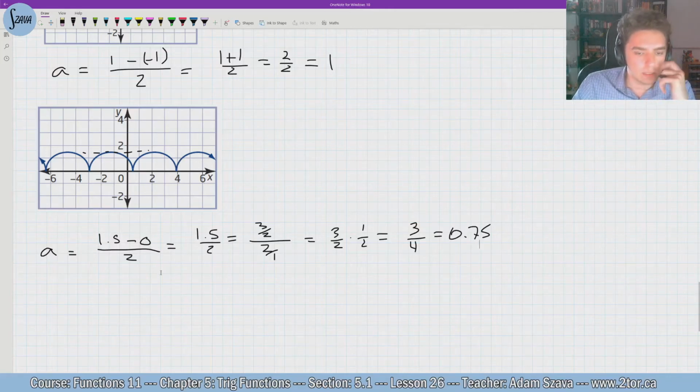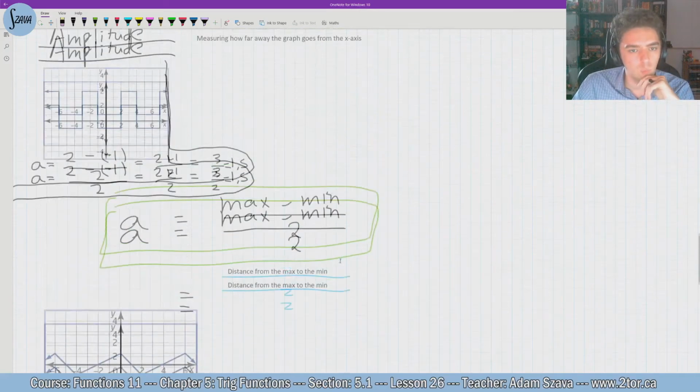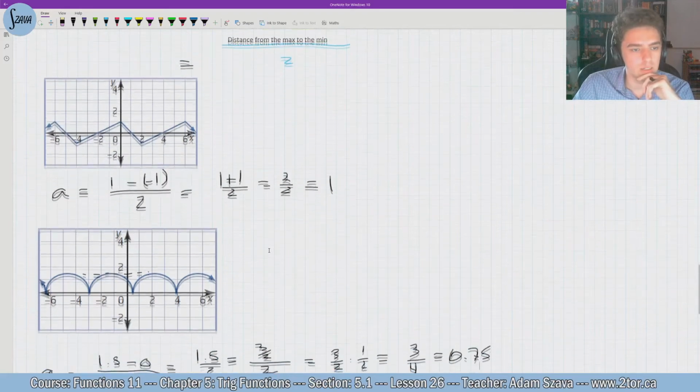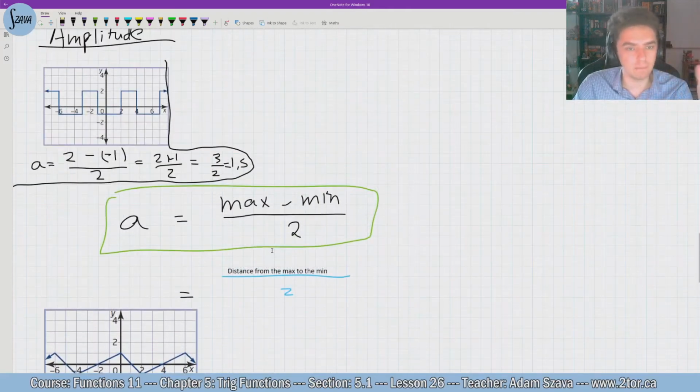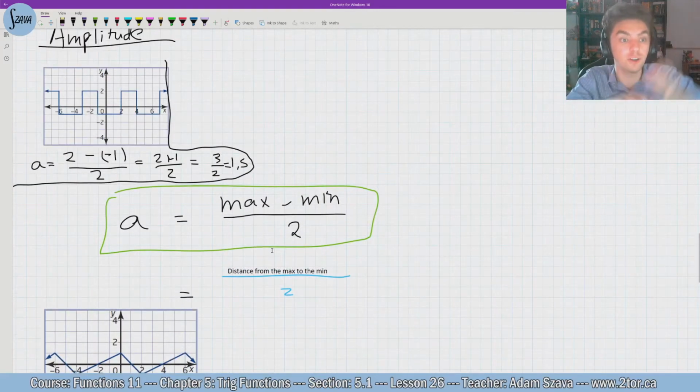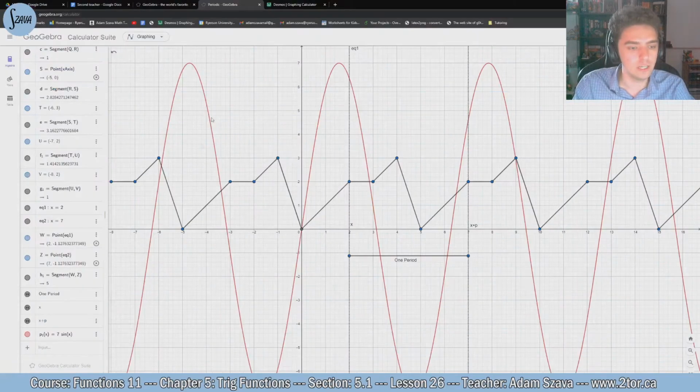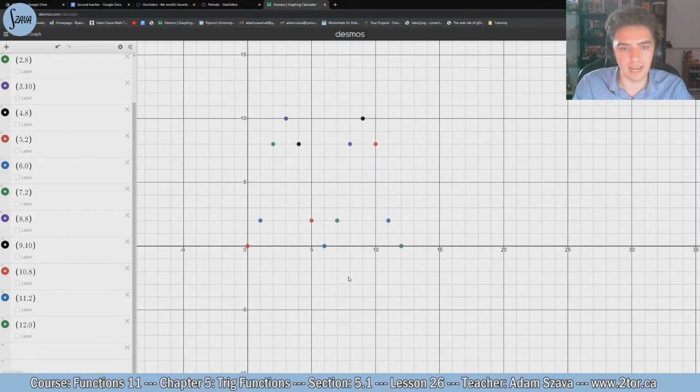So there is the amplitude: max minus the min divided by 2. In this case, you have to do a little fraction work. But 0.75, 1, and 1.5 were all our amplitudes. The bigger the amplitude, the further you go from the x-axis, the bigger the jumps you make. If we look at our Desmos example, what was the amplitude of this guy? Well, it was 10 minus 0 divided by 2, so 5. The amplitude's 5 in this particular case.